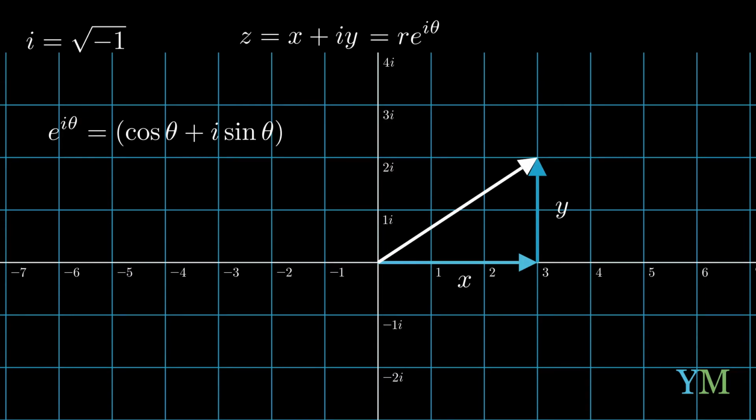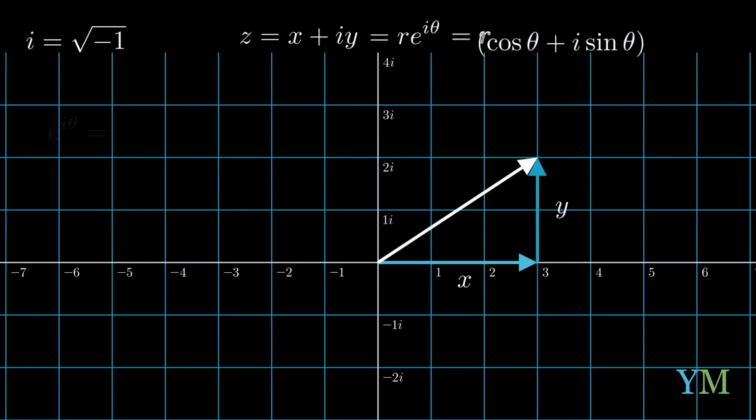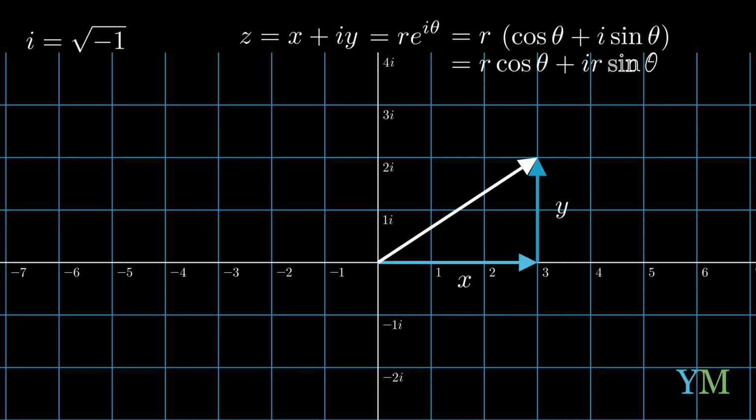Now that we know that, r e to the i theta can be represented as r times cosine theta plus i sine theta. If we open parentheses, we get r cosine theta plus i r sine theta. What I would like to clarify now is that the algebraic and polar presentations are the same. Well, they're very much different, but they represent the same number. Let's use some trigonometry in order to explain it.